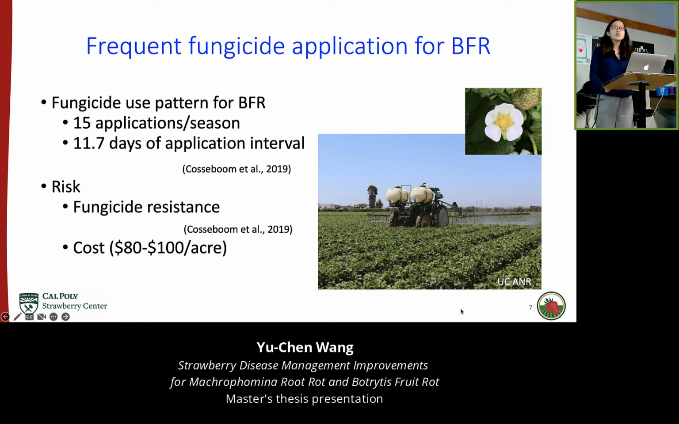Fungicide is one of the most effective and common methods to protect our fruit. However, as I mentioned before, strawberry continues to produce flowers over time, and it is very susceptible to the disease, so fungicide application is in demand here. A survey found that over the season, there are 15 applications for Botrytis fruit rot, with an application interval of 12 days. Frequent application of fungicide exerts strong selection for resistant pathogens. So fungicide resistance will develop, and the fungicide will no longer be effective.